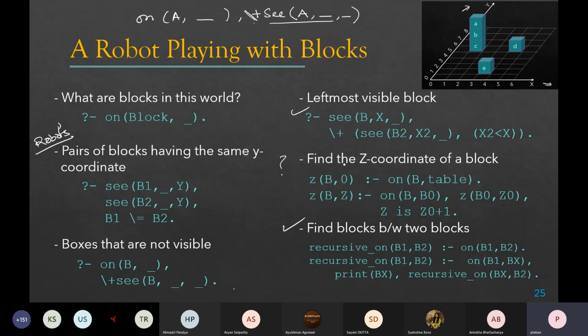So here, the question that I'm trying to ask is to find the Z coordinate of a block, right? So if I say I want to find the Z coordinate of A or B or C, how do you do that? We know that if a block is on the table, that block has 0 Z coordinate. So this is the base condition. And what is the recursive step? The recursive step is that B is on B0, and we go on computing the Z coordinate for B0, which is Z0, and then we add 1 to that to get the Z coordinate of B. I think that makes sense, right? So basically you have something like this, and you want to know the Z coordinate of this. You first find out the Z coordinate of the block on which this block is placed. So this is your Z0 and Z is equal to Z0 plus 1. Right.